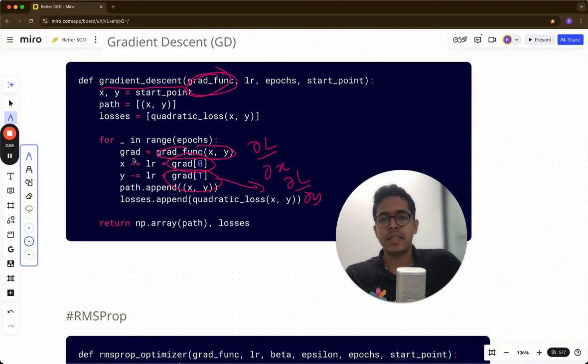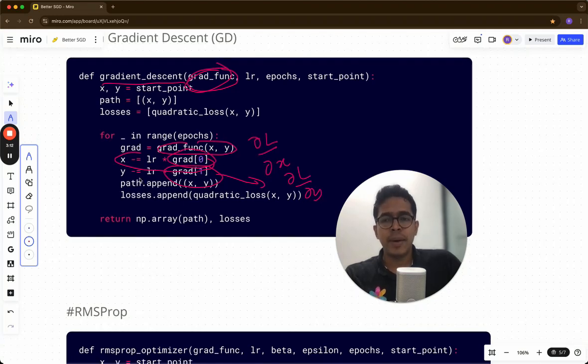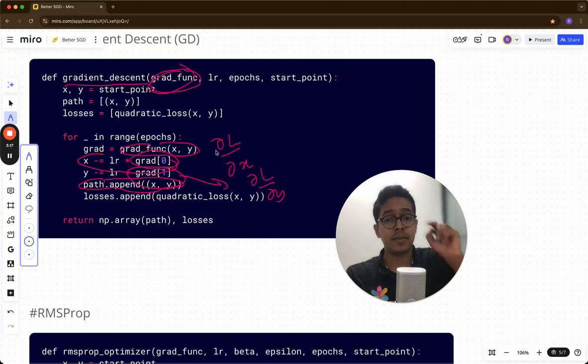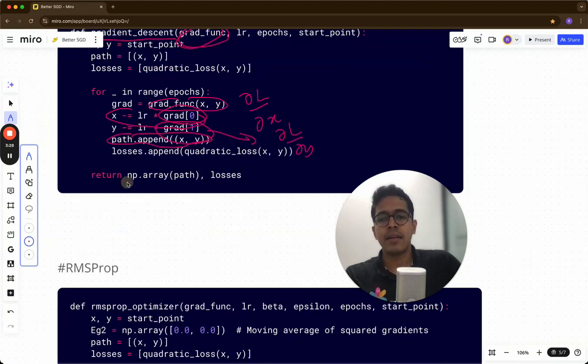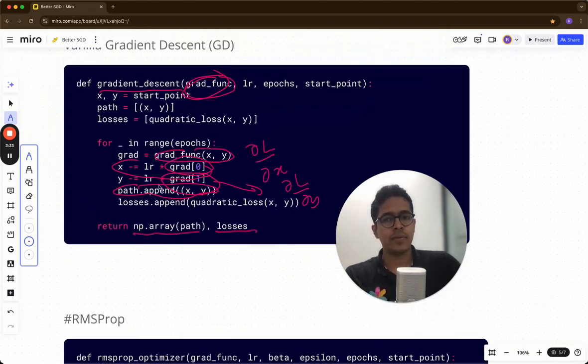Now you will be changing x minus equal to, meaning x equal to x minus learning rate times gradient in the x direction, y equal to y minus learning rate times gradient in the y direction. Then we will append to the path variable the current value of x and y, so that later we can plot and see how the values of x and y are changing along the contours where the loss function is constant. And then we return the array which stores the path and the array which stores all the losses for all iterations at the end of the function.